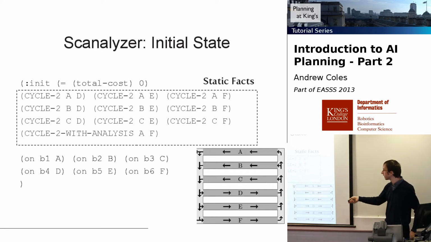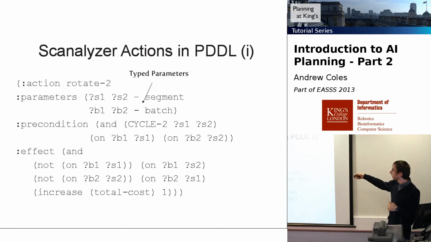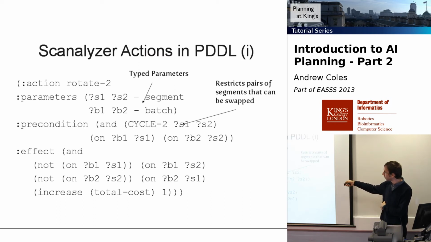It's moving these things around, and it's going to add some analysed facts as well to note when things are going through the imaging area. So the actions, well, the simplest action is just to swap 2 things around. This is called rotate, so it swaps 2 batches of plants. It takes some typed parameters: some segments, so some conveyor belts, and some plants. These batches of plants have to be on those conveyors. And we have to have this cycle relationship between those 2 segments.